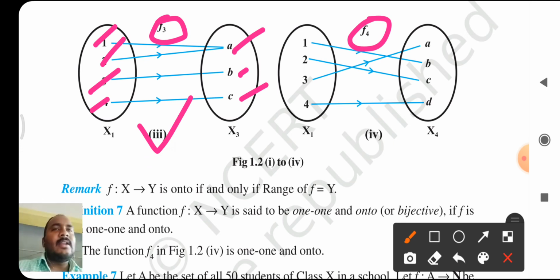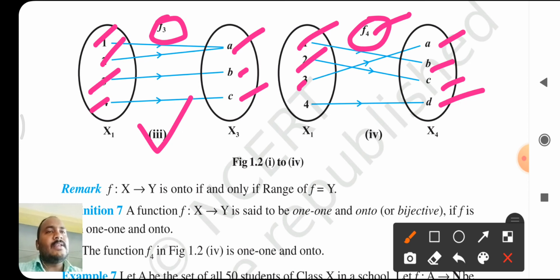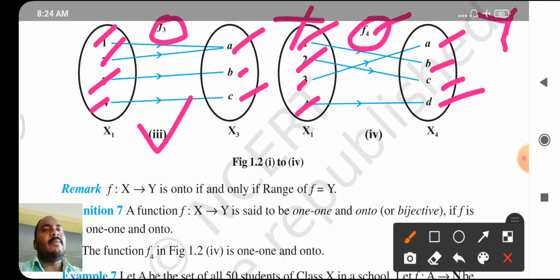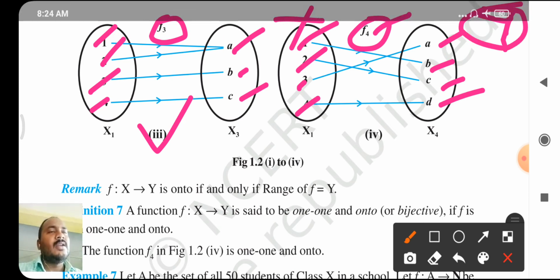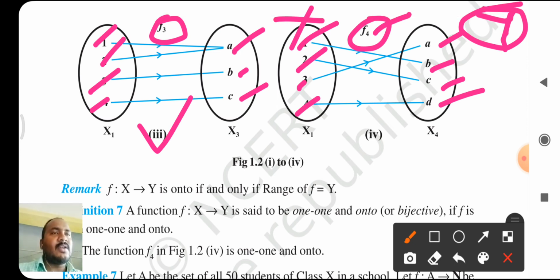Similarly, we consider the f4 function. A is the image of 3, b is the image of 1, c is the image of 2, and d is the image of 4. Because of this, every element of y has a pre-image. Here in y, all the elements are images because they have pre-images. Because of this, it is a one-one onto function.